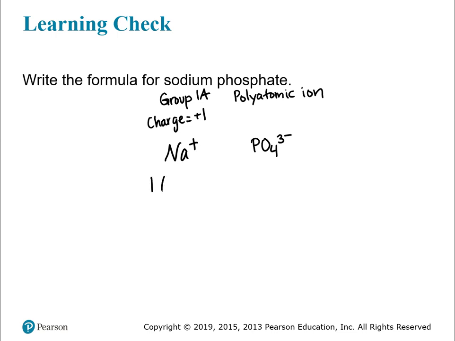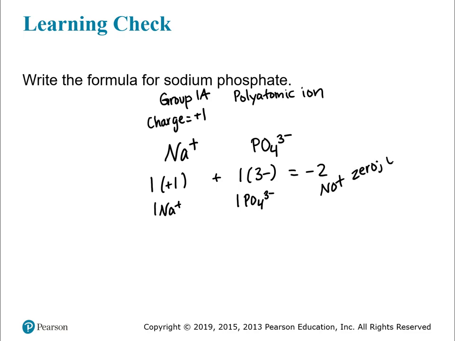If I had one sodium ion and one phosphate ion, I'd get something that's very much not zero. I've got to use subscripts here.